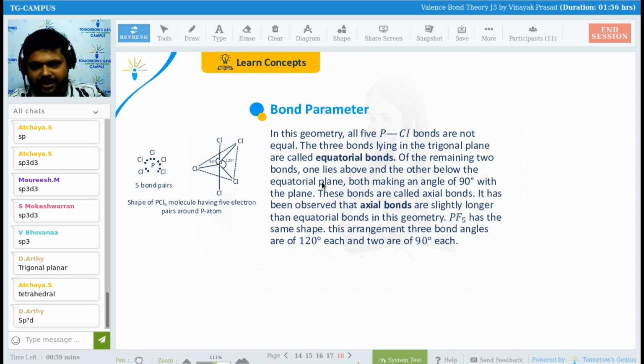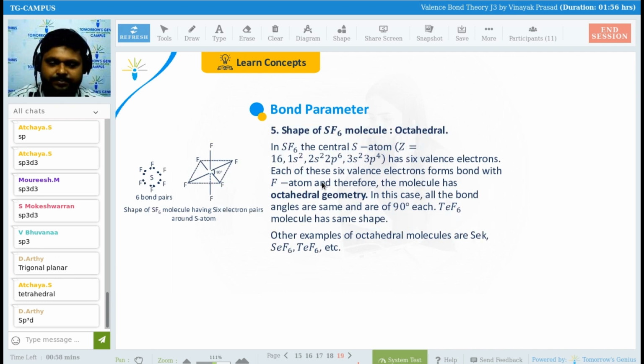See here, PCl5 that we have seen, right? One more thing I wanted to tell you: one position is axial, another is equatorial. What is the meaning of this? Axial and equatorial, can anyone tell me? This is axial, and this will be called equatorial. Getting my point? This will be called equatorial and this will be called axial.